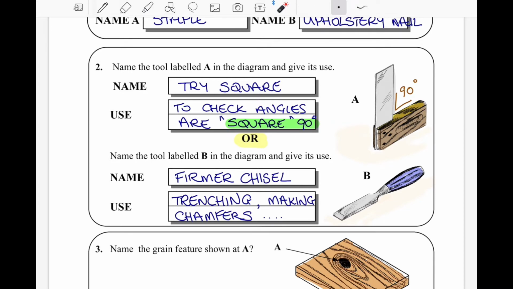F-I-R-M-E-R chisel. What is this used for? It's used for trenching or making chamfers, or it can be used for chopping out, or for shaping. Any of those traditional things any chisel would really be used for.